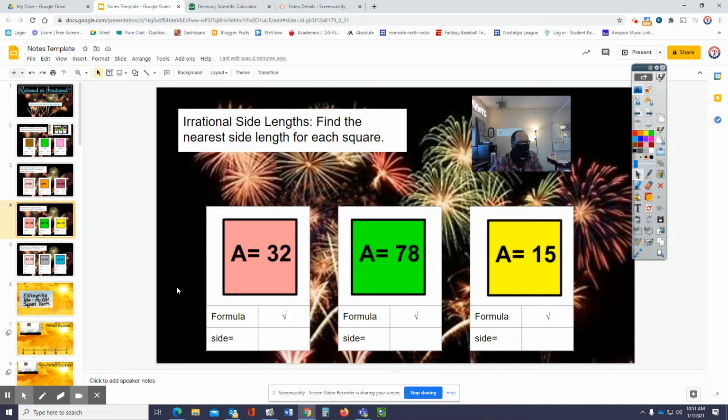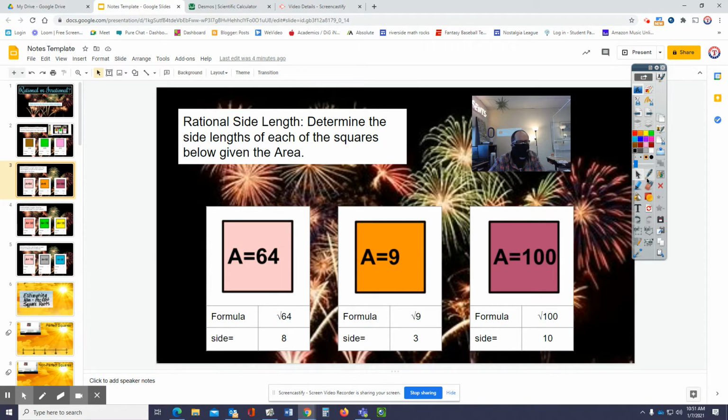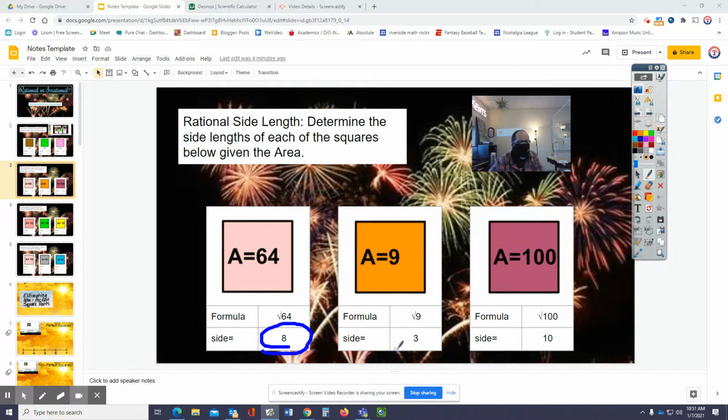Okay, so in this video, we're going to find the side length of our different areas. Again, just like we did last time, using the square root function. The problem with this one, though, is they're not going to come out to nice, perfect numbers. In the last slide, you'll remember that we came out with some pretty nice numbers like 8, 3, 10.